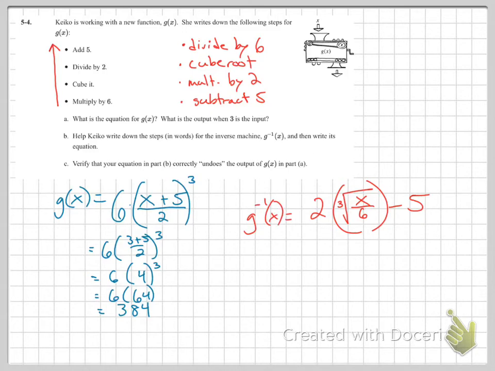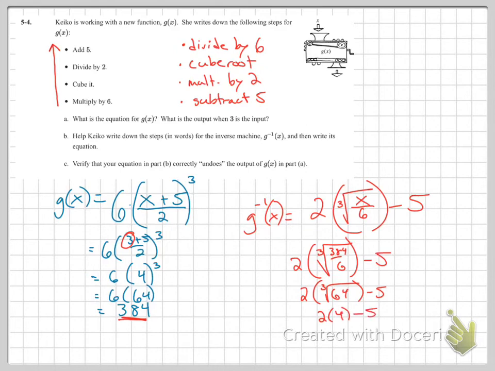Verify that your equation to part B is correct. Well, I already know when I plug in 3, I get 384. So let's plug in 384 into our inverse function. So 384 divided by 6 is 64. The cube root of 64 is 4. 8 minus 5 is 3, which is what I was supposed to get. So they are definitely inverses of each other.